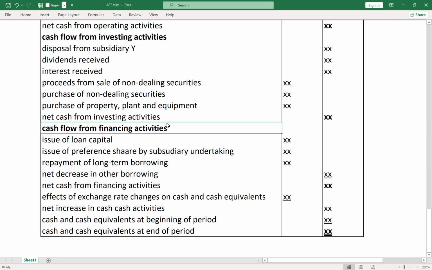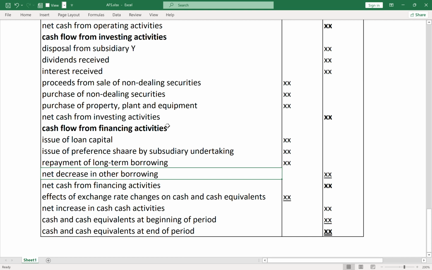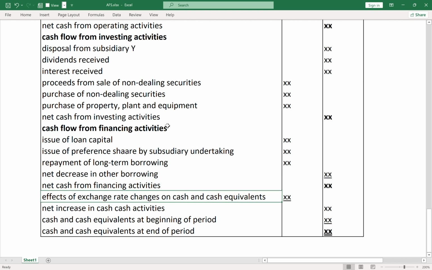So let's continue to cash flow from financing activities. We have issuance of loan capital, issuance of preference shares by subsidiary undertaking. You have repayment of long-term borrowing, net increase in other borrowing, so that you can now have the net cash from financing activities. Then you have the effects of exchange rate change on cash and cash equivalents, so that now you can have the total net increase or decrease in cash equivalents. Then you have to add the cash and cash equivalents at the beginning of the period and get cash equivalents at the end of the period. So as you can see, the cash flow from investing and financing activity are more the same as that of the non-financial enterprises.